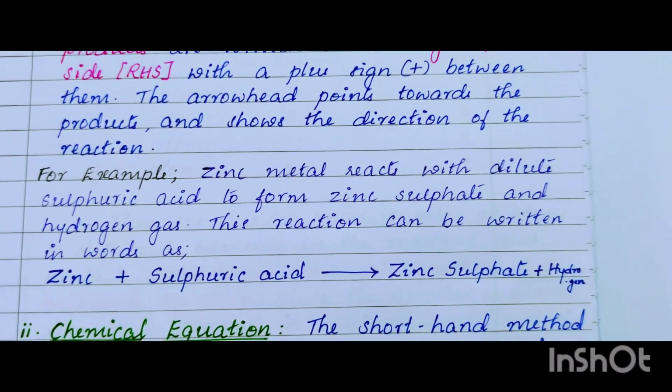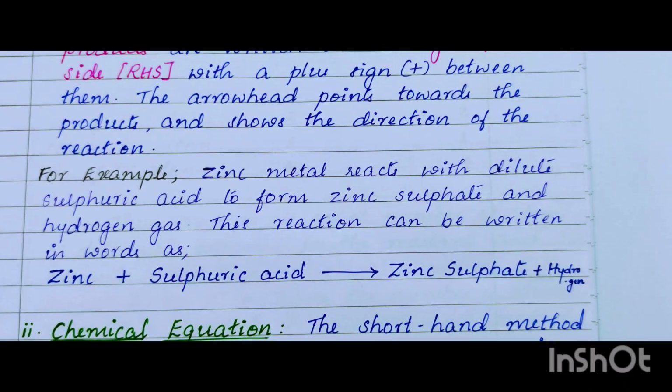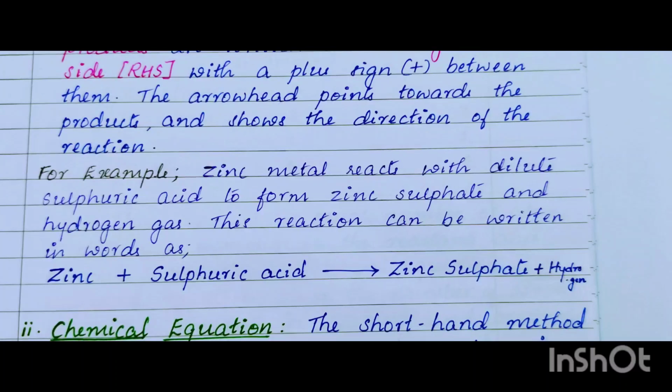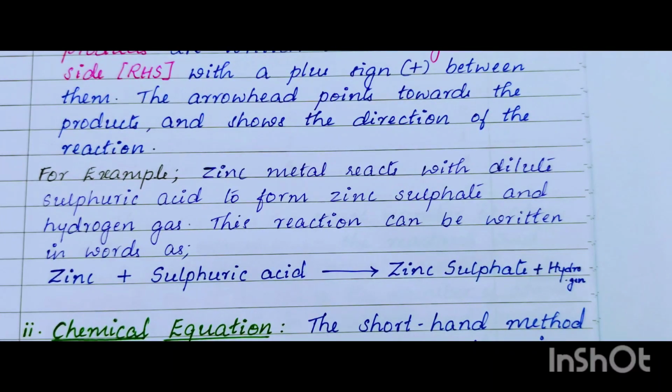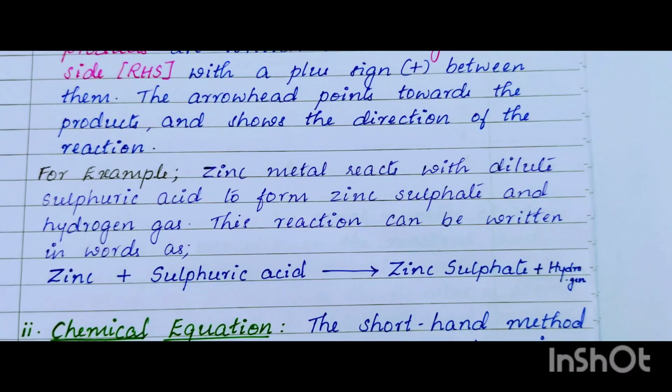This example we have discussed before in activity 1.3, so let us discuss it again. Here we have taken the example of zinc metal reacting with dilute sulfuric acid, and two different products are formed, zinc sulfate and hydrogen gas. Now this reaction can be written in words.